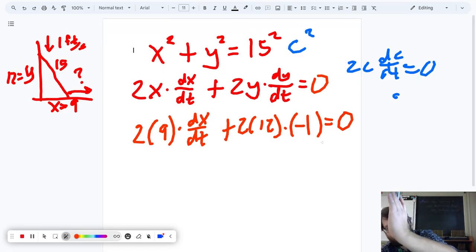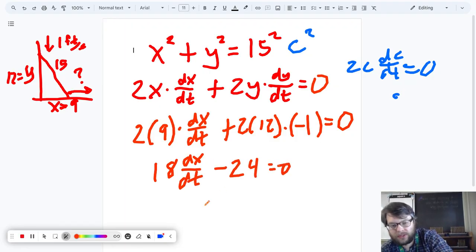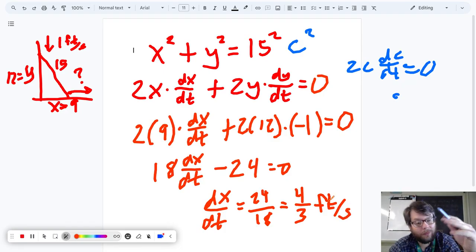If I was pushing the ladder up against the wall, then I would have a positive dy/dt. So here we get 18 dx/dt minus 24 equals 0. So dx/dt is 24 divided by 18. Dividing by 6 gets you 4/3, and that's in feet per second. And so if the top of the ladder is moving down 1 foot per second, then the base of the ladder is moving out slightly faster than that, 4/3 feet per second. Kind of hurts my head to think about how those two things are moving at different speeds, but that's just how it works with those particular angles.